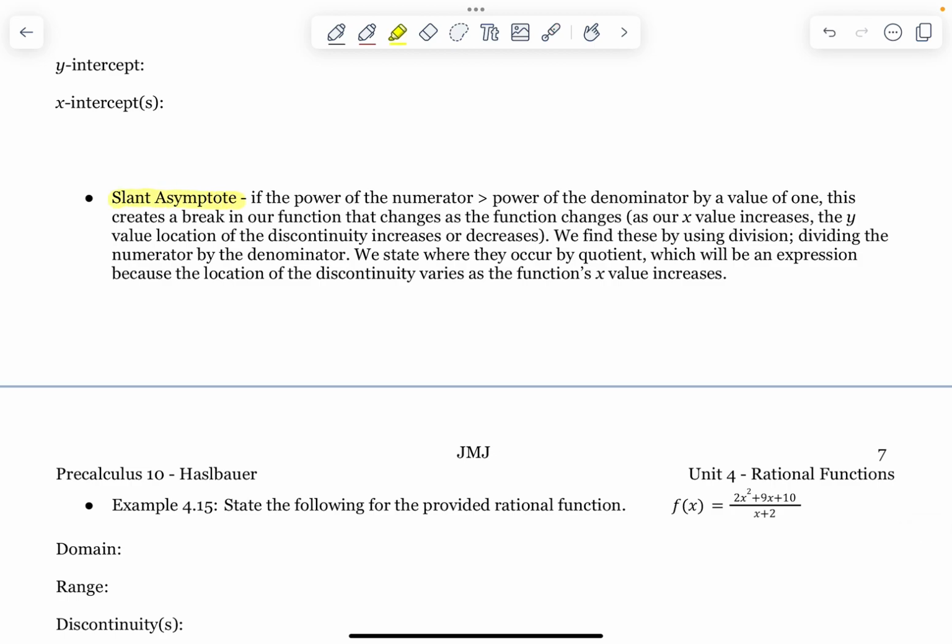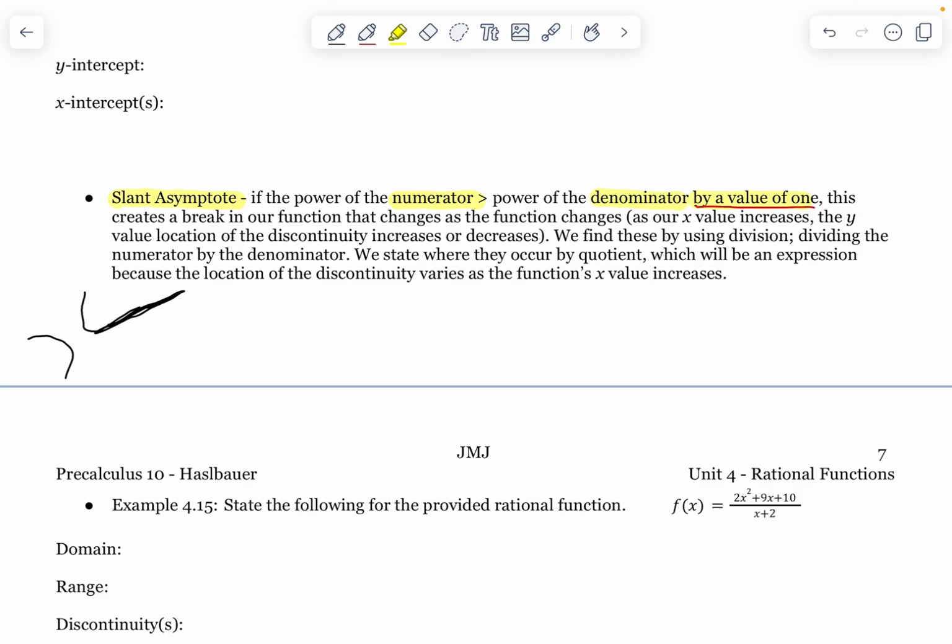Slant asymptotes, similar to vertical or horizontal, would be at some form of a line. So positive slope, it could be negative slope, and what that would look like would be something like this, where my graph maybe goes like this, has a regular vertical asymptote, and then over here it would continue along a slanted line, kind of like that. So if the power of the numerator is greater than the power of the denominator by a value of 1, it must be 1 more degree on top than the degree on the bottom.